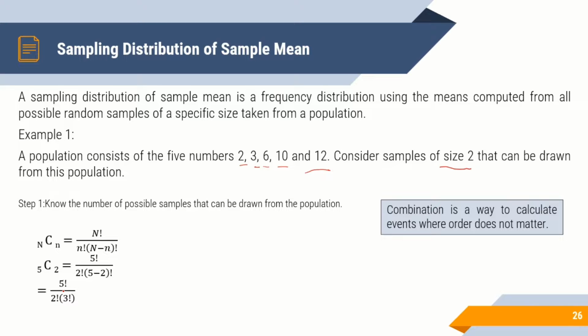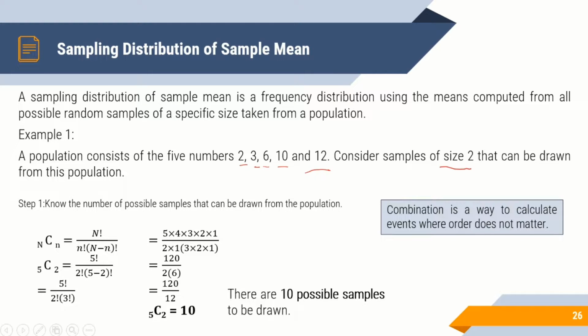If we say 5 factorial, it means that you multiply down to 1. So 5 times 4 times 3 times 2 times 1 over 2 factorial, which is 2 times 1, times 3 factorial, 3 times 2 times 1. So 120 divided by 2 times 6, 120 divided by 12, then we have 10. It means that there are 10 possible samples to be drawn.